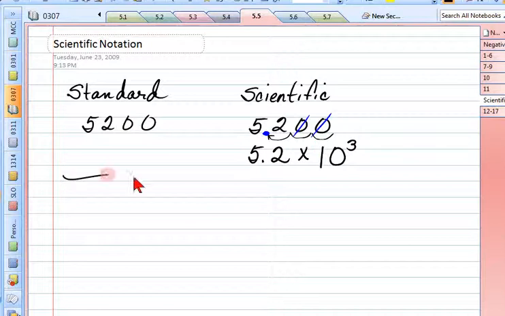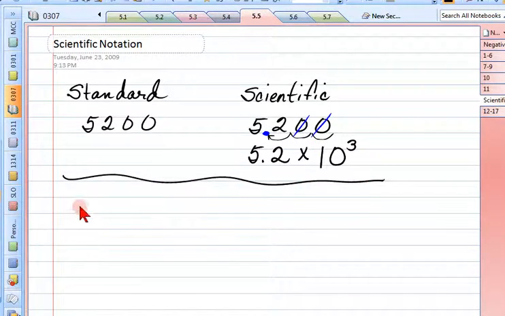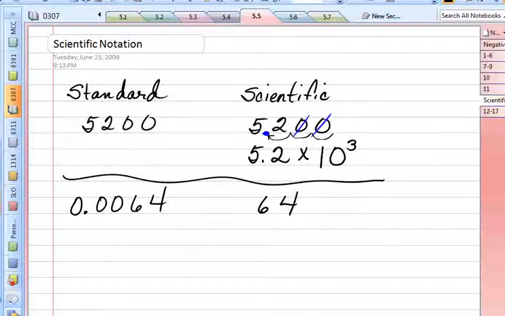One other thing I want to show you before we look at problems. What if I have a standard number, 0.0064? That number is a tiny little decimal number. When it goes into scientific notation, the decimal point still needs to go after the first non-zero digit. So it still needs to change to a 6.4. In scientific notation, it is always one number that's not 0 to the left of the decimal point and then whatever's left over.